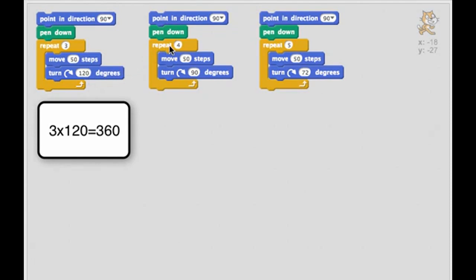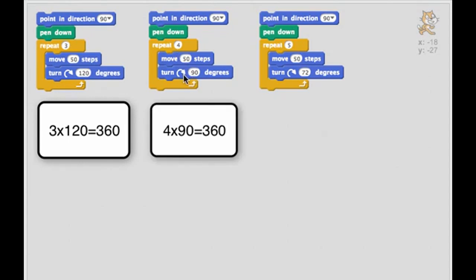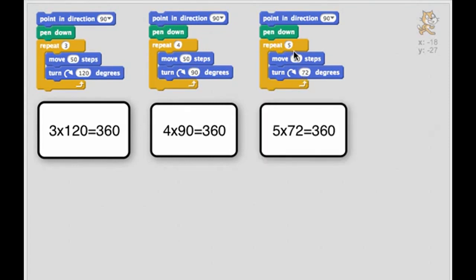On the square, I repeated 4 times, and each time turned 90 degrees. So that's 4 times that I turned 90 degrees, or 4 times 90, and that equals 360. On the pentagon, I repeated 5 times, turning 72 degrees, so that's like turning 72 degrees 5 times, or 5 times 72, and that is also 360 degrees. So for all 3 of these shapes, the total amount that I turned was 360 degrees.